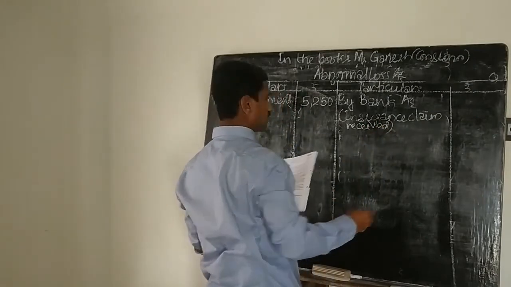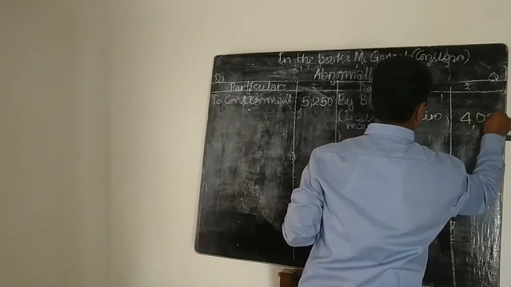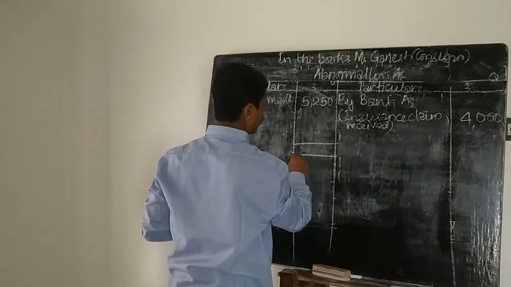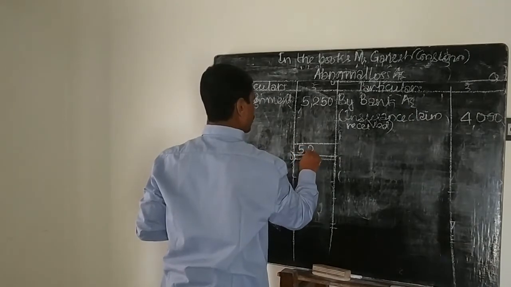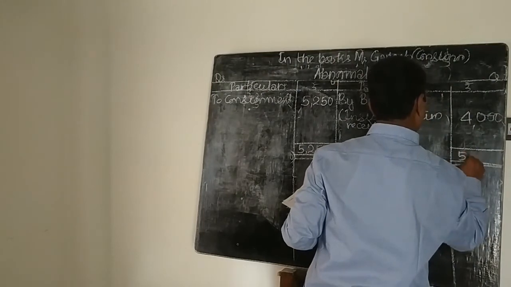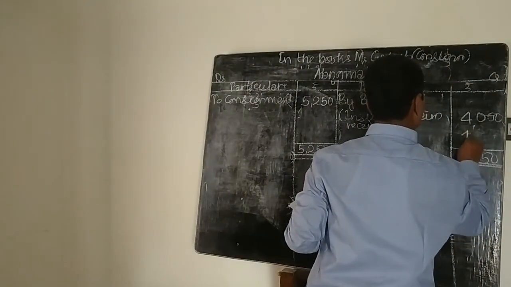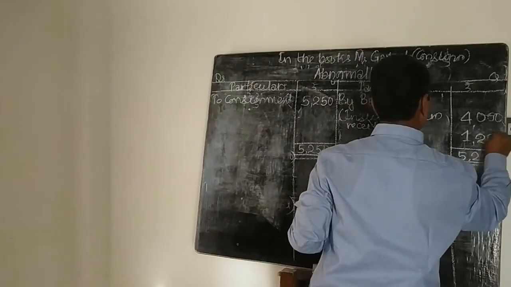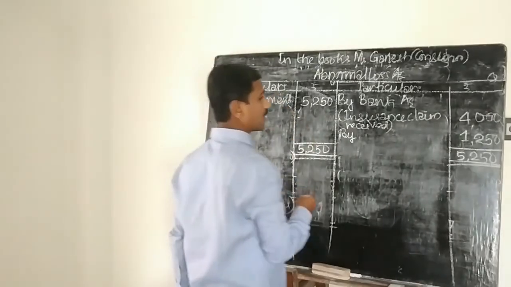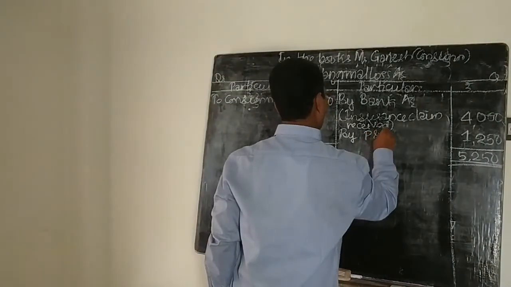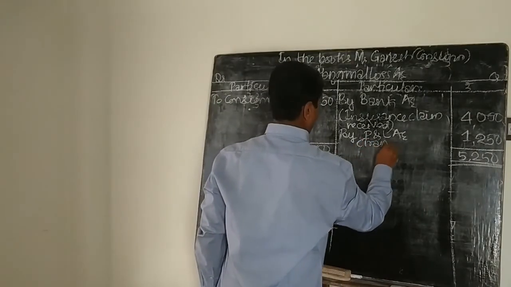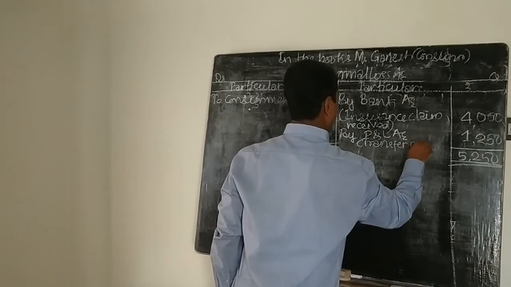So it has received 4,000. Now please take the sum of the total here. 5,250. Here also 5,250. So when you take the difference here, 1,250, which is transferred to P&L account. So by P&L account, transfer of balance.